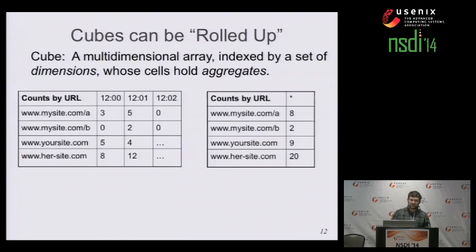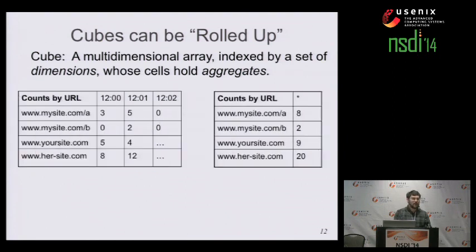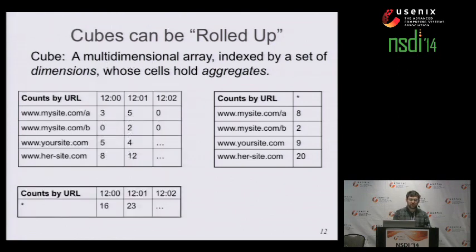Here's my cube. This is a rollup by time. I have merged for every URL the entries across time. I can also roll up in a different dimension and get counts at each time across all URLs. And you can do this not merely to a complete rollup, but you can do it partially. So you could roll up from the second to the minute or what have you.